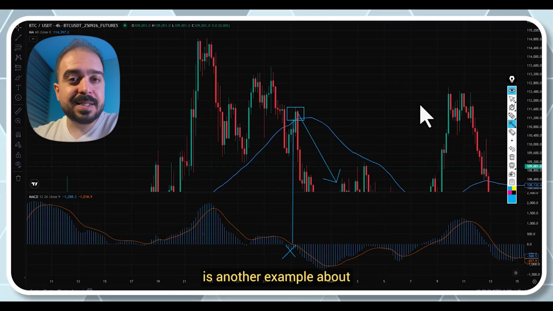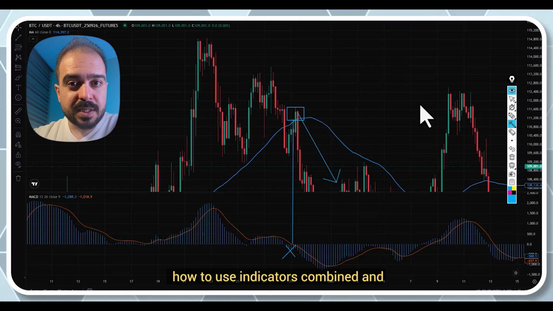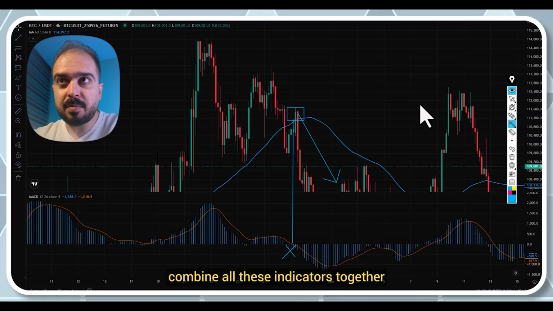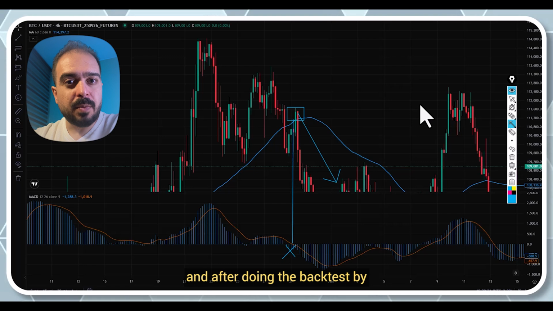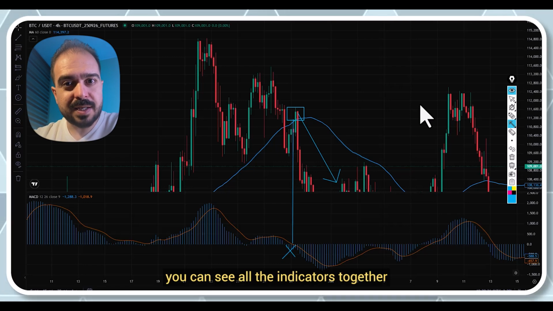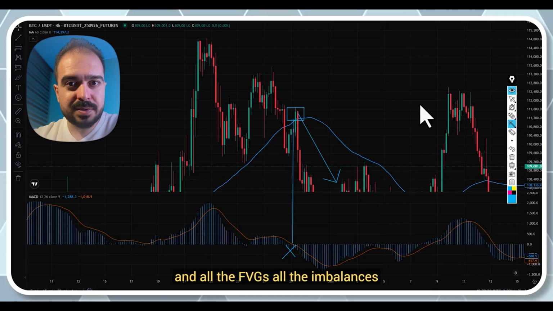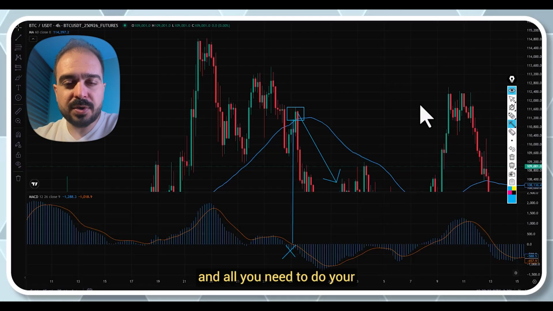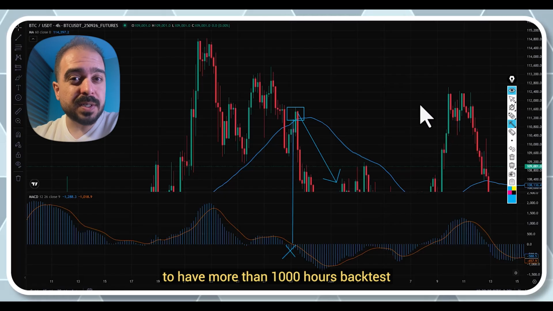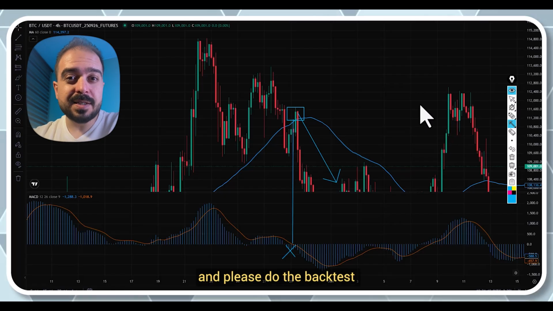So here is another example about how to use indicators combined, and I'm telling you the way to combine all these indicators together. After doing the backtest, by one look at the chart you can see all the indicators together and all the FVGs, all the imbalances, and all you need to do your trades. But it needs more than 1000 hours of backtest. And please do the backtest, be safe.